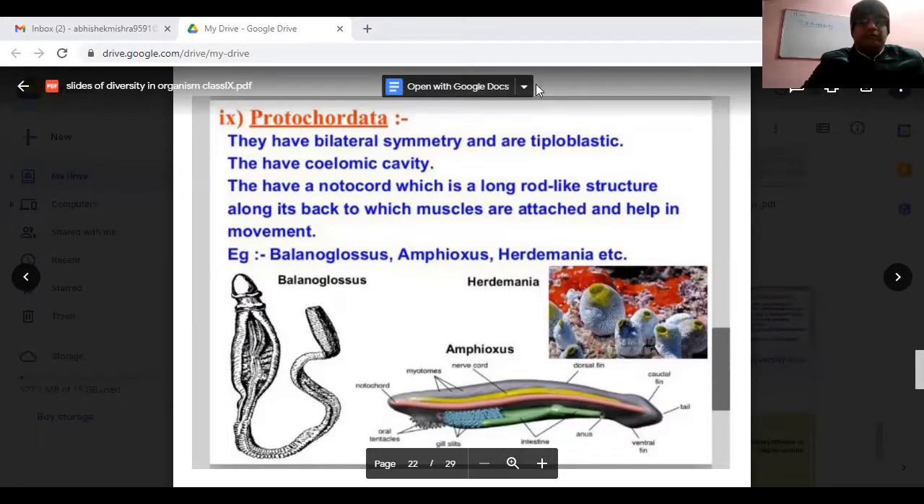Okay, fine. Students, today's topic of discussion has been these three phyla: Mollusca, Echinodermata, Protochordata. If you have any queries till here, you can share and we will discuss. You can send your question in the chat box.